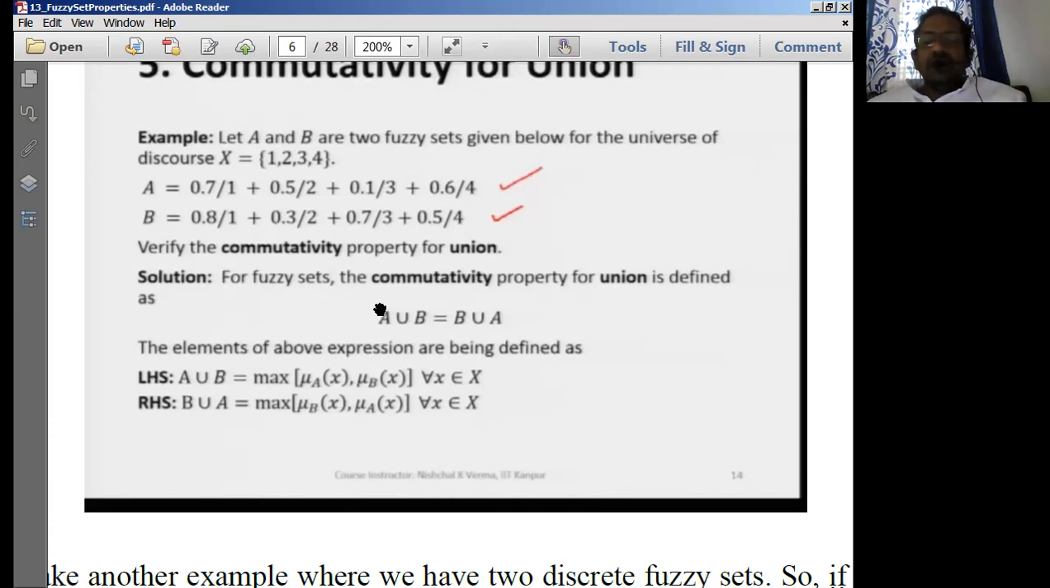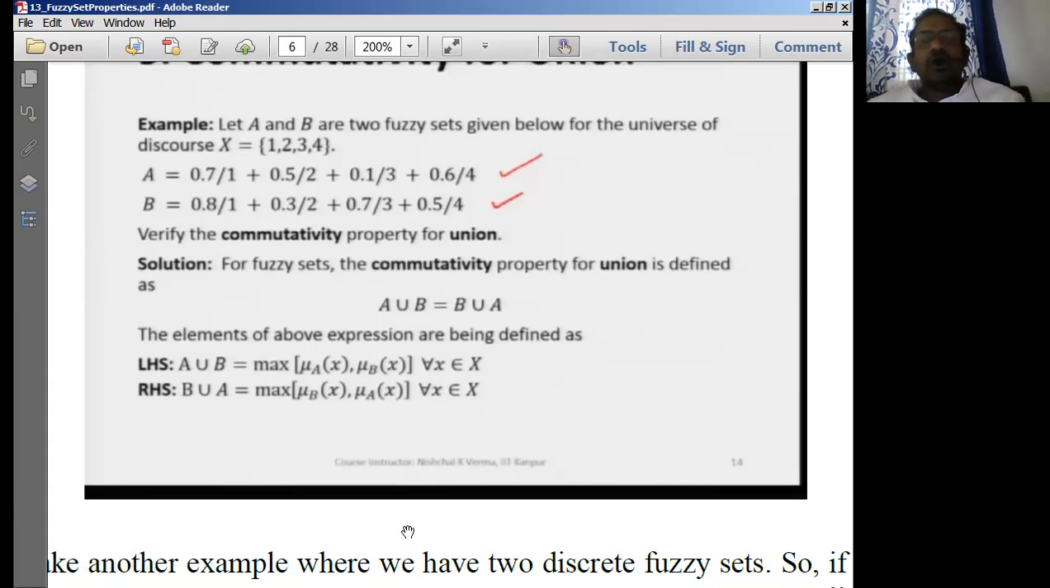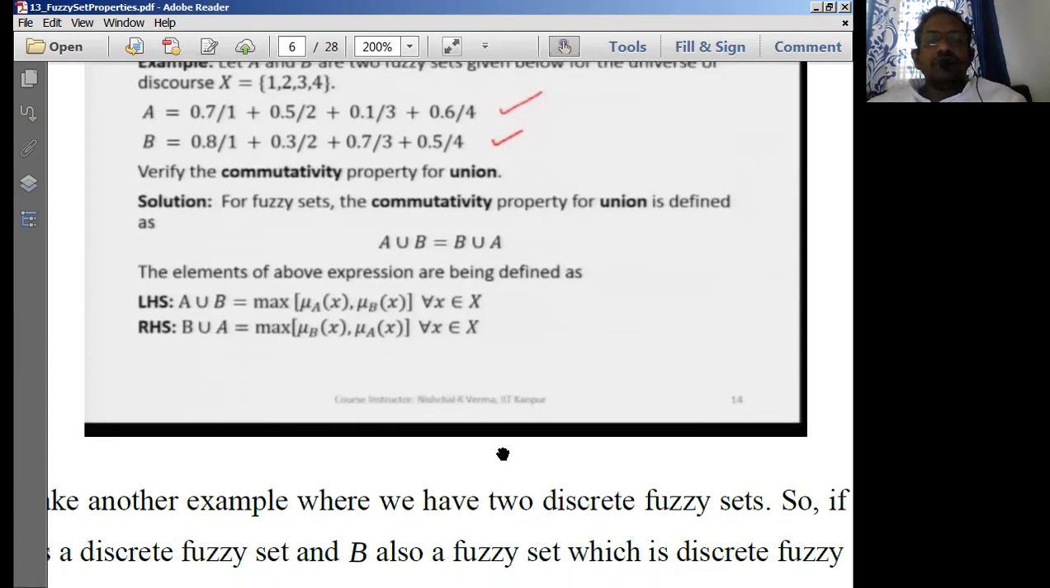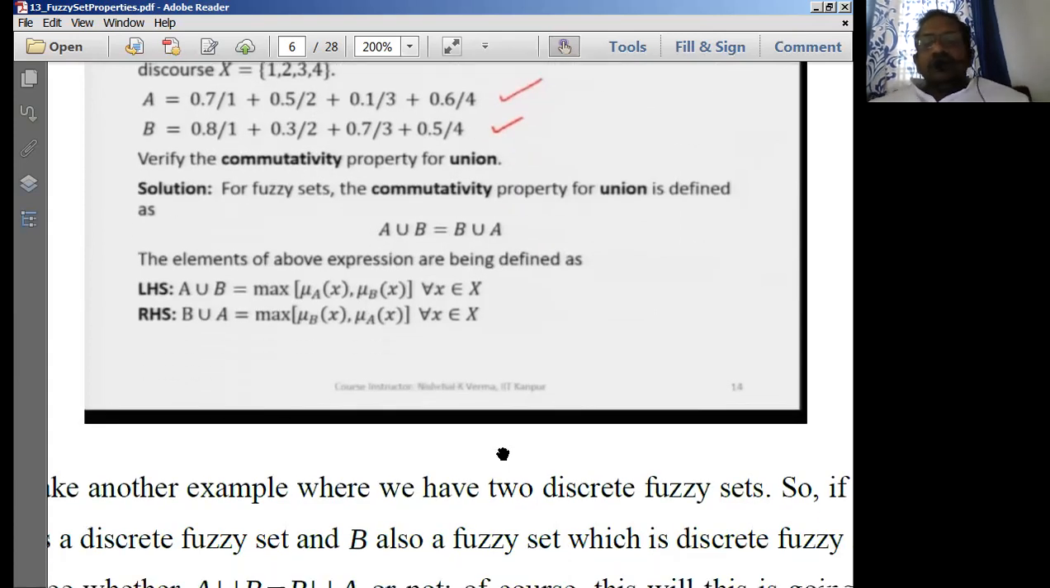So in the exam, if you get a question, state and prove, then you have to assume the values for set A, assume the values for set B, then simply prove the condition of the commutativity property. The relationship between A and B with respect to commutativity is what you have to prove. So A union B is equal to B union A. The LHS is A union B, the RHS is B union A.